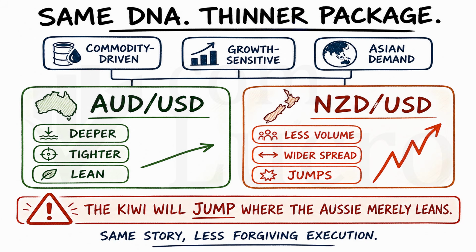Commodity-driven, growth-sensitive, plugged into Asian demand, but in a much thinner package. Less volume means a wider spread, and it means the moves can be sharper and less orderly. The Kiwi will jump where the Aussie merely leans. For a beginner, that's the warning worth writing down. Same story, less forgiving execution.